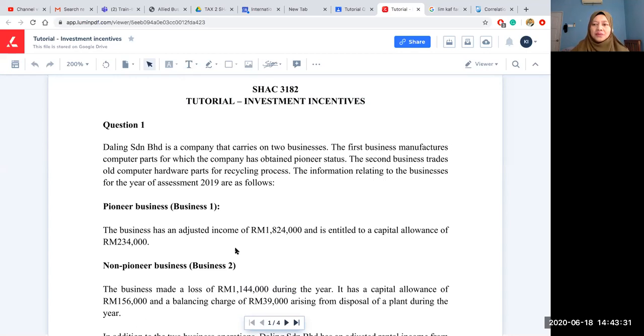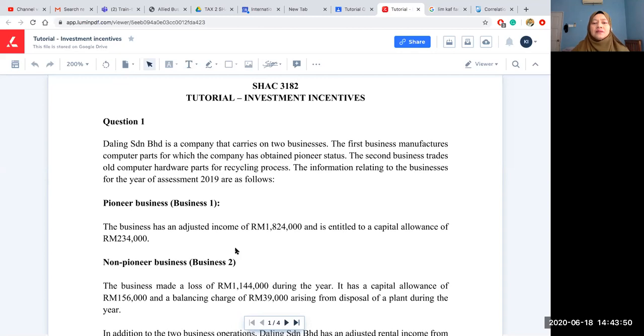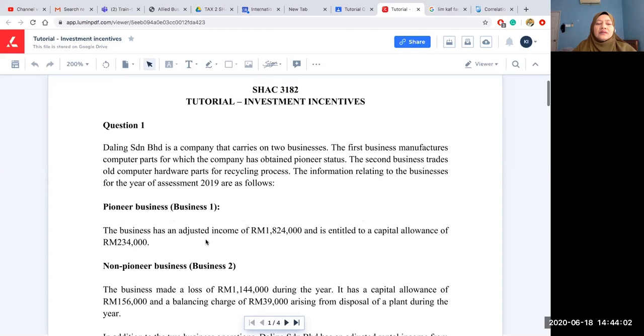So there are methods for you to do the tax computation under pioneer status. When we talk about pioneer status, there are two types of business: the non-pioneer business and the pioneer business itself. We have gone through the example on the deductions, on how to compute your pioneer status exempt account and then chargeable income. Okay, so let's look at the first question, question number 1.